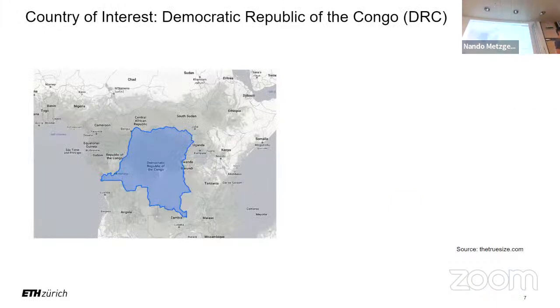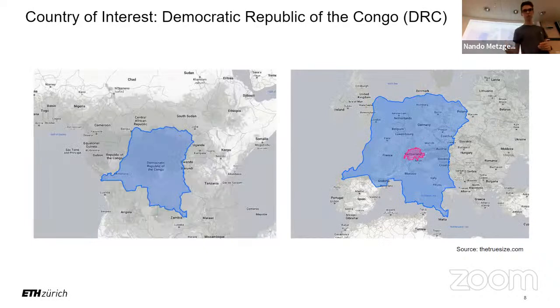So let me quickly introduce you to the Democratic Republic of Congo, short DRC. This is one of the largest countries in Africa, and it's actually so large that for us Europeans, we sometimes get a totally wrong sense of how large it is. It actually spans from Copenhagen all the way to Sicily. So it's pretty large.